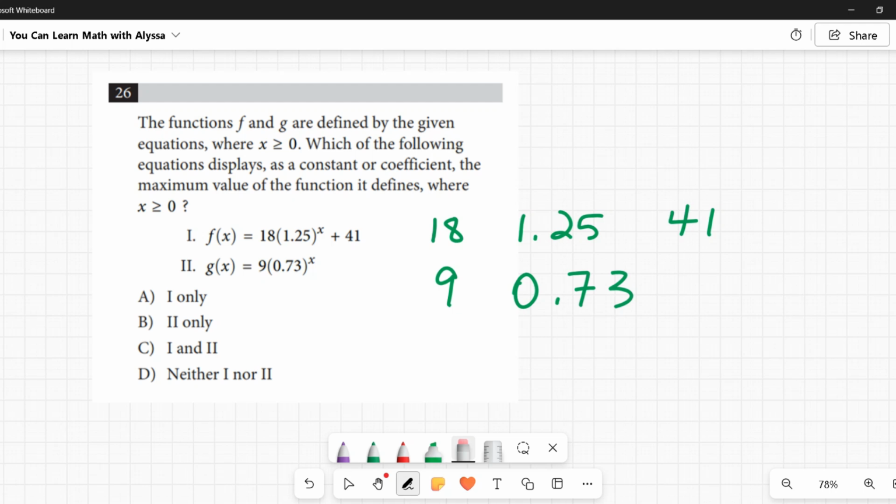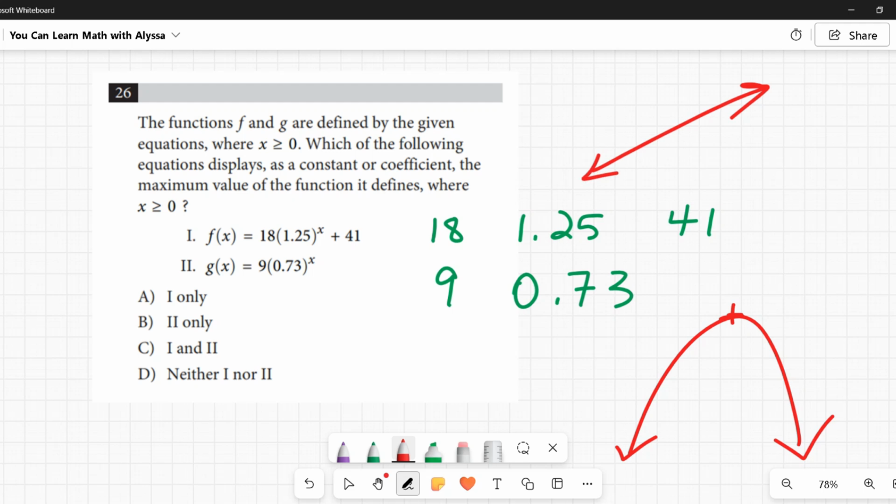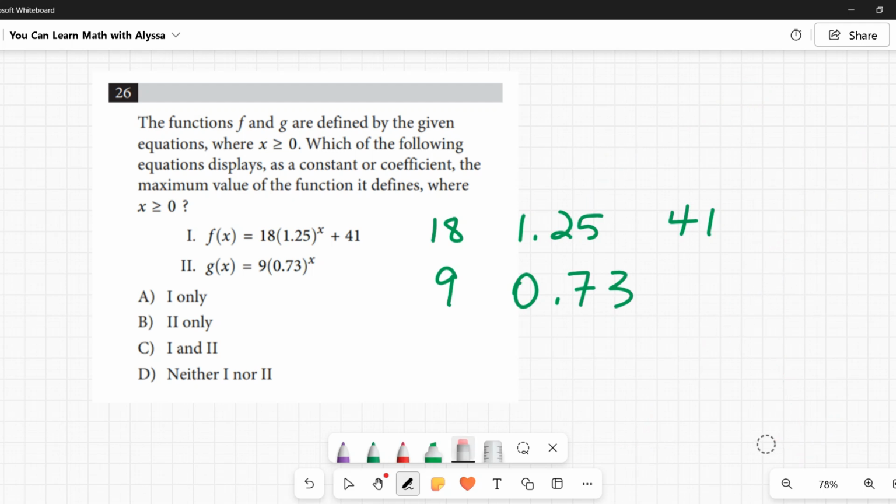Now, okay, so it's saying which of these displays the maximum value of the function it defines. When we talk about maximum values, a lot of times we're thinking of things like parabolas. We have a downward facing parabola. We have a maximum value there. That is the vertex. It's the highest that it goes. Some functions do not have maximums. A line does not have a maximum. It goes up and up forever. A cubic does not have a maximum. It goes up and up forever. Exponentials do not have maximums.